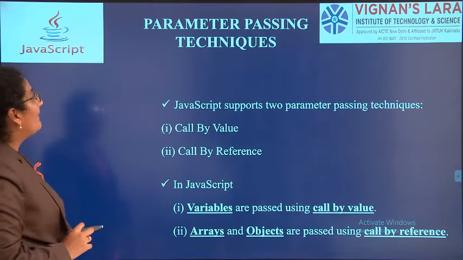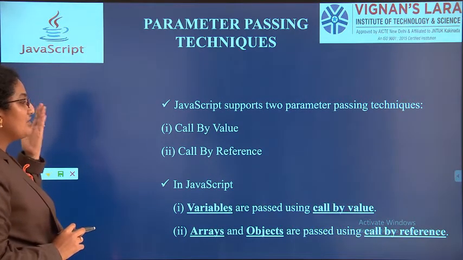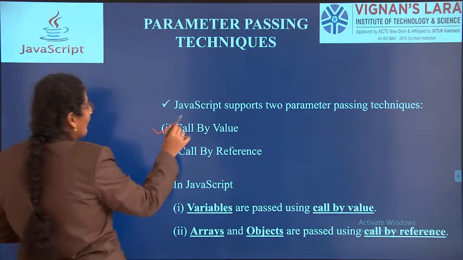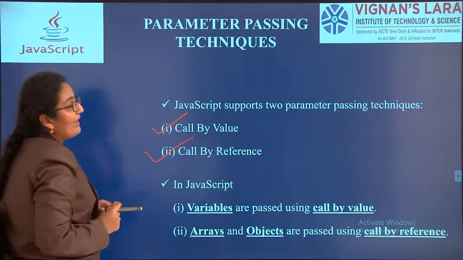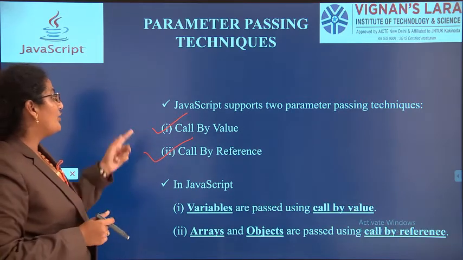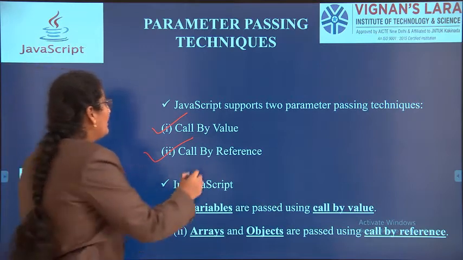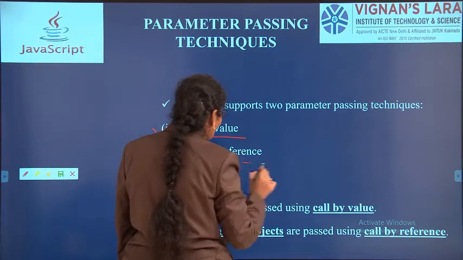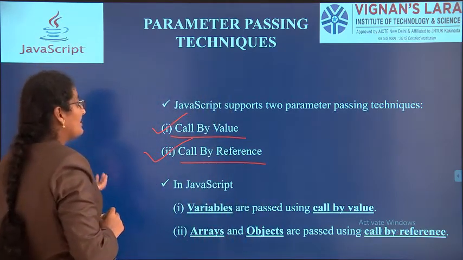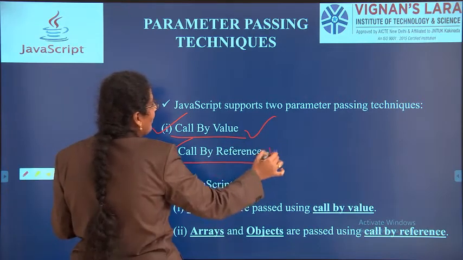So next one, parameter passing techniques. This you know from the beginning itself. Call by value and call by reference. While discussing in the class, I want you people to give examples for this. In C programming, you know what is call by value and call by reference. JavaScript also supports call by value and call by reference.